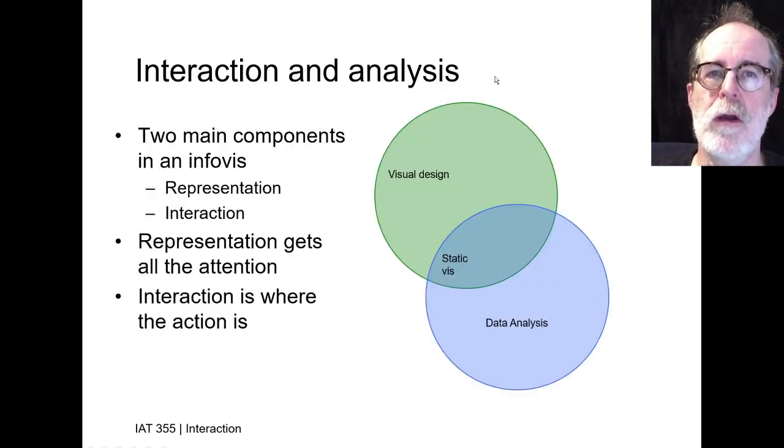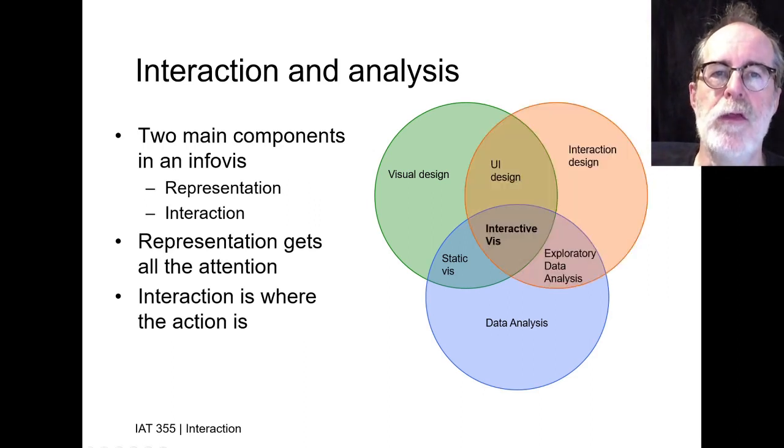So in interaction and analysis, the two main components of InfoVis, the things we've been emphasizing so far, are the visual design and the data analysis on the bottom right. Visual design in green, data analysis in blue, and in the green plus blue area here we have what you could call static visualizations, drawing static pictures, the things you would print, of course. So that's the representation that tends to get focused on. We're going to be talking a lot about representation throughout the term. Representation tends to get the attention in InfoVis circles mainly because it's about viz, and so visual representation is very important. But interaction is where the action is.